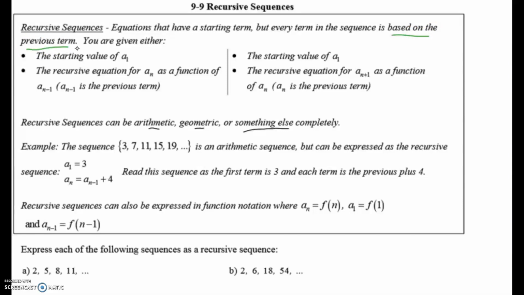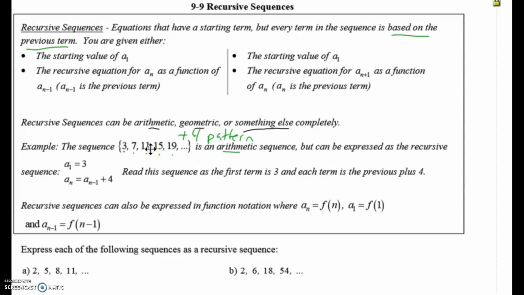So we tend to look at patterns. Like if we look at this example here where it goes 3, 7, 11, 15, 19. This is a +4 pattern. And so we would say this is an arithmetic sequence, and that's true. But we can express it recursively. Basically, what that means is that every term in the sequence is the previous one plus 4.